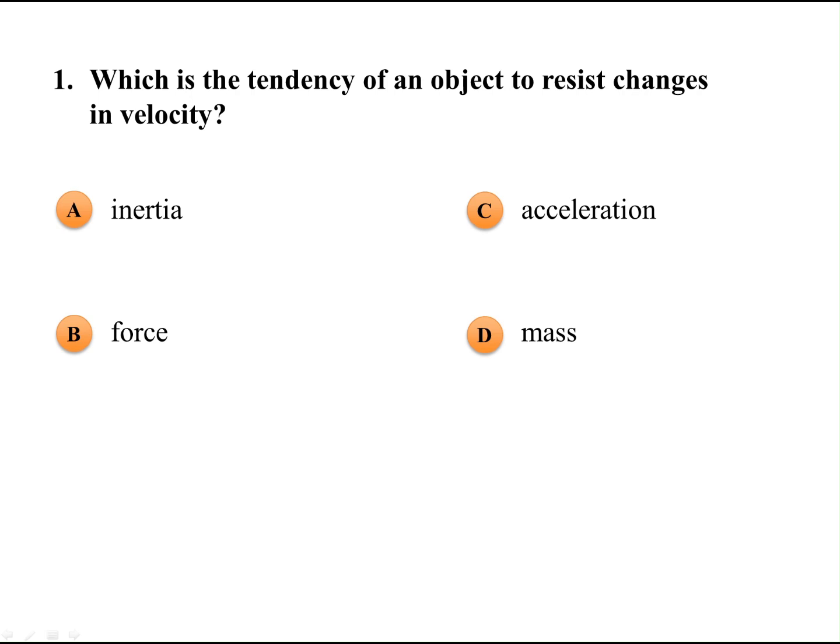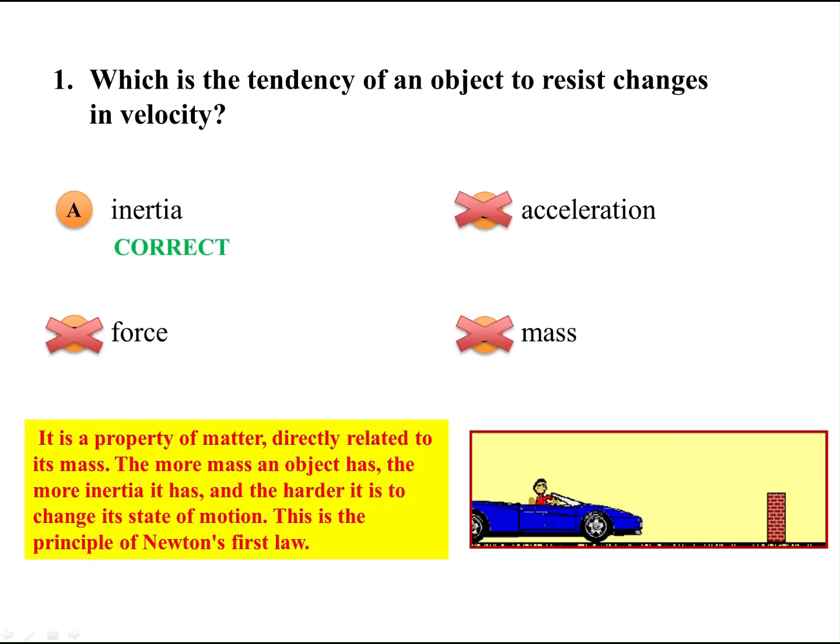Which is the tendency of an object to resist changes in velocity? Of course, the answer is inertia, because inertia is a property of matter directly related to its mass. The more mass an object has, the more inertia it has. And the real-life example is when the car stops suddenly, your body's inertia means it continues moving forward. And that's why it's extremely important to use your seatbelt.